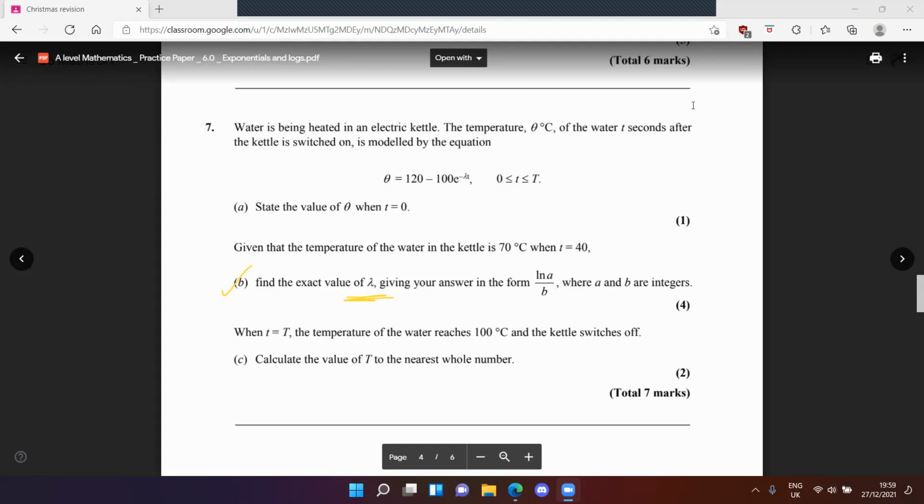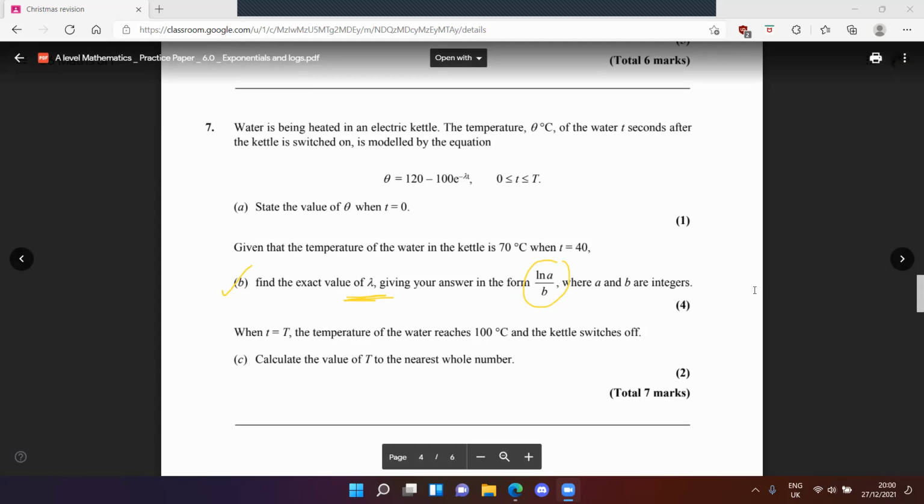I got 0.01. No, you have to find your answer in this form. I did get that: minus ln 0.5 over 40. Yes, that's it, because you don't have to find it exact in decimals.